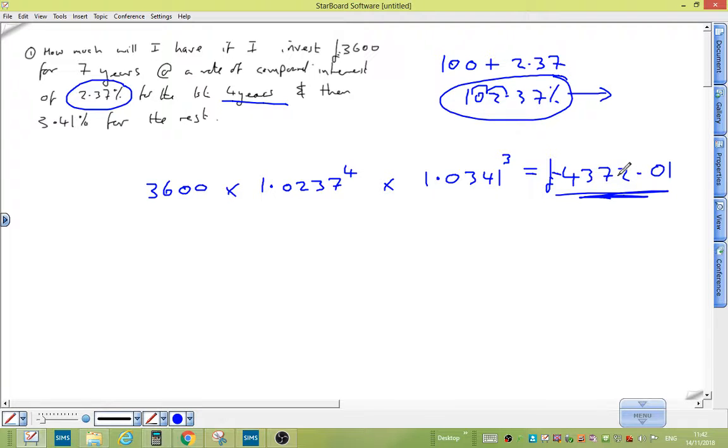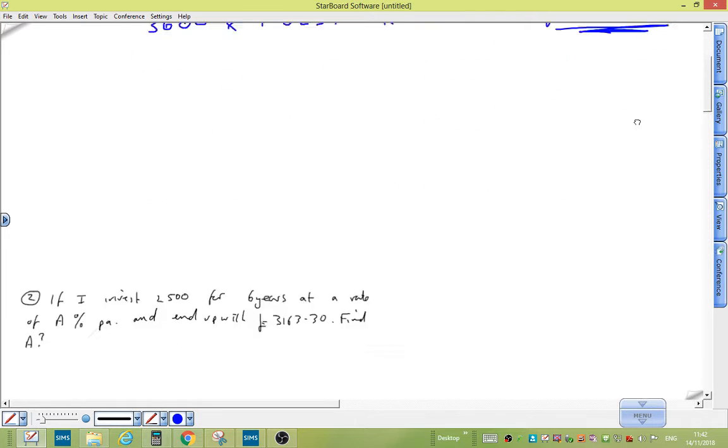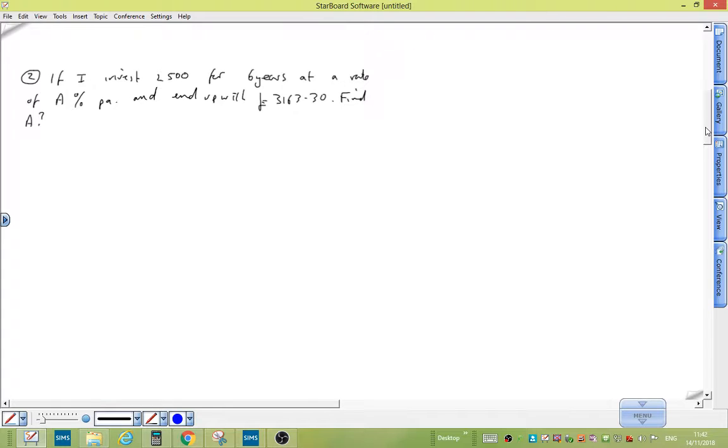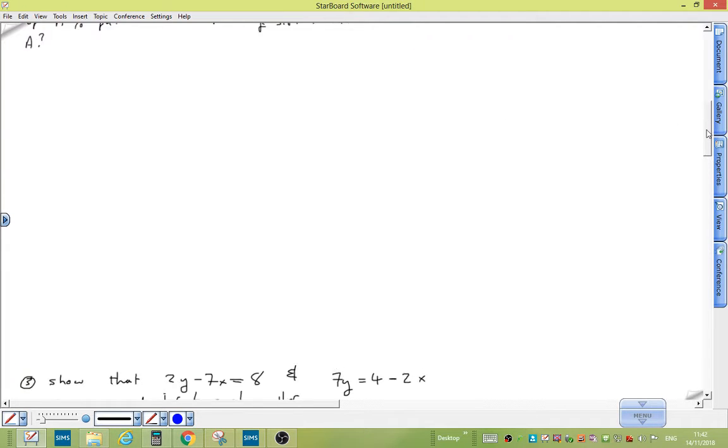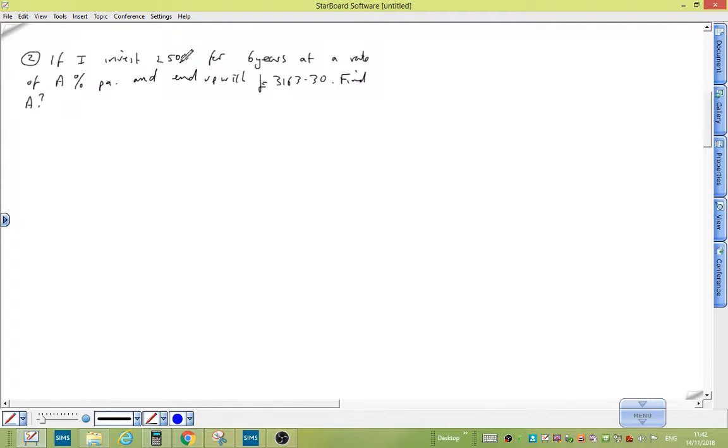How many people got it right? Okay, well done. That's what you need to be at that level minimum. Question 2. Right, this time we don't know the rate of interest. Okay, it says if I invest 2,500 for 6 years at a rate of 8%. Now that's the percentage rate. So I'm going to use a different letter. I'm going to use the letter, I don't know, P, to represent the actual multiplier.